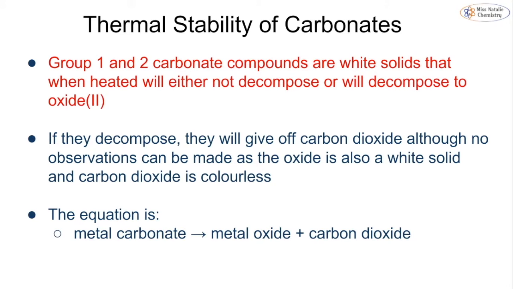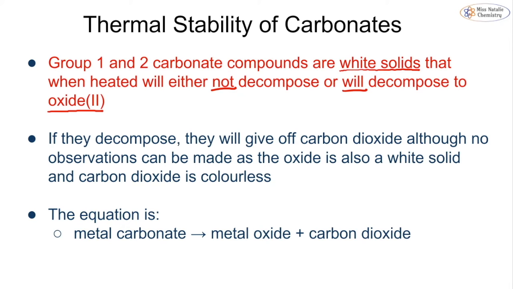So now let's look at the thermostability of the carbonates. If you have a group 1 or group 2 carbonate, they are going to be white solids, very much the same as the nitrates, and when they are heated, there are 2 paths that it can go. It can either not decompose whatsoever, or it will decompose into an oxide ion.